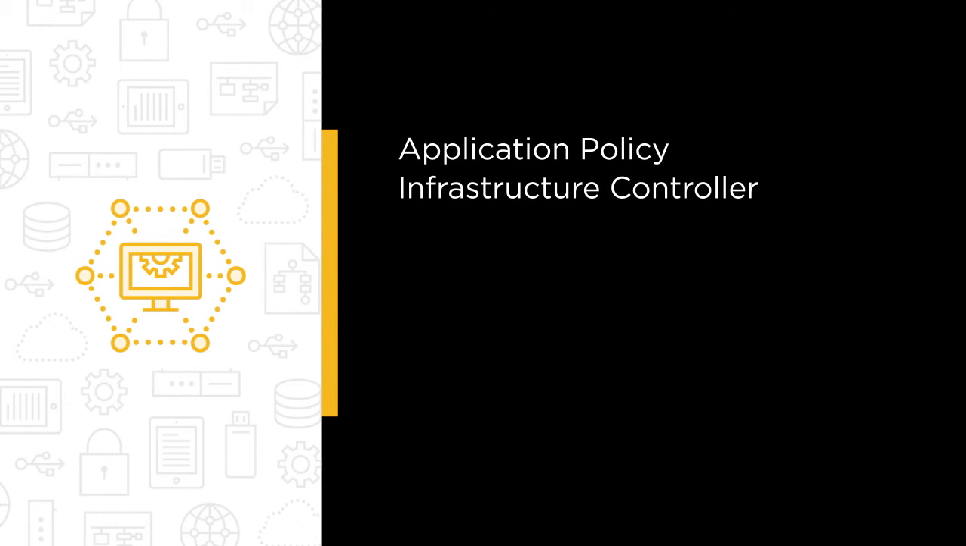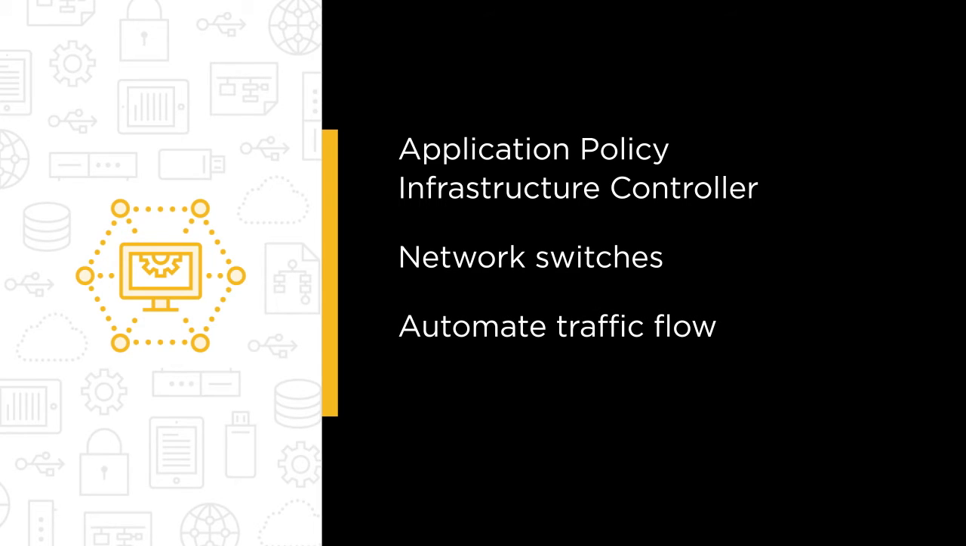Some of the major topics that we'll cover include getting familiar with the Application Policy Infrastructure Controller, or APIC, using network switches in the most optimal way, creating policies to automate traffic flow, and finally, avoiding the pains that come along with traditional networking, like, for example, spanning tree.